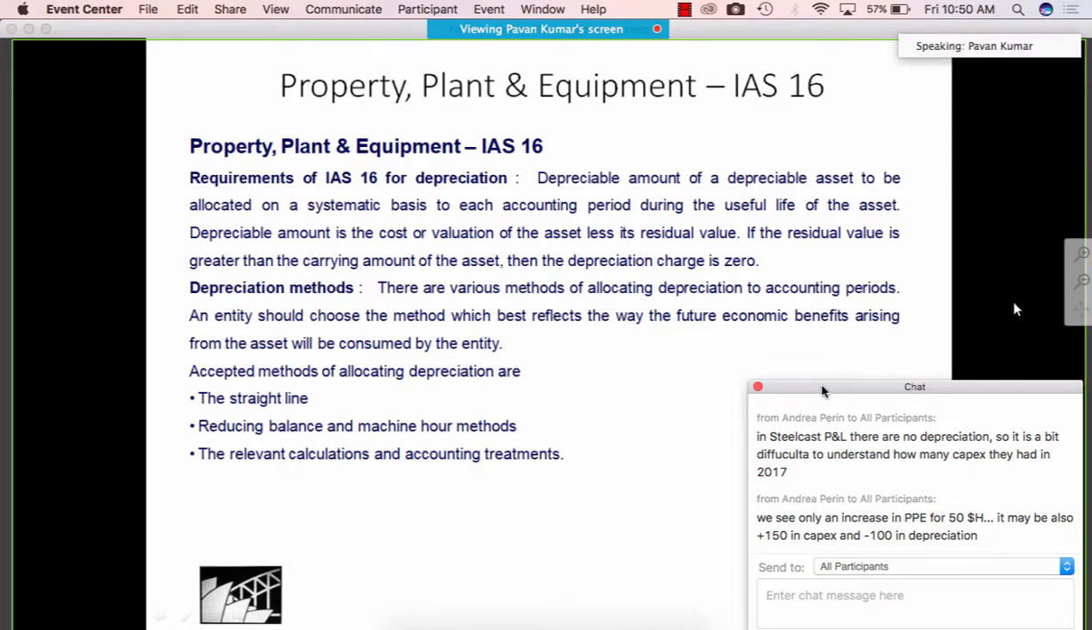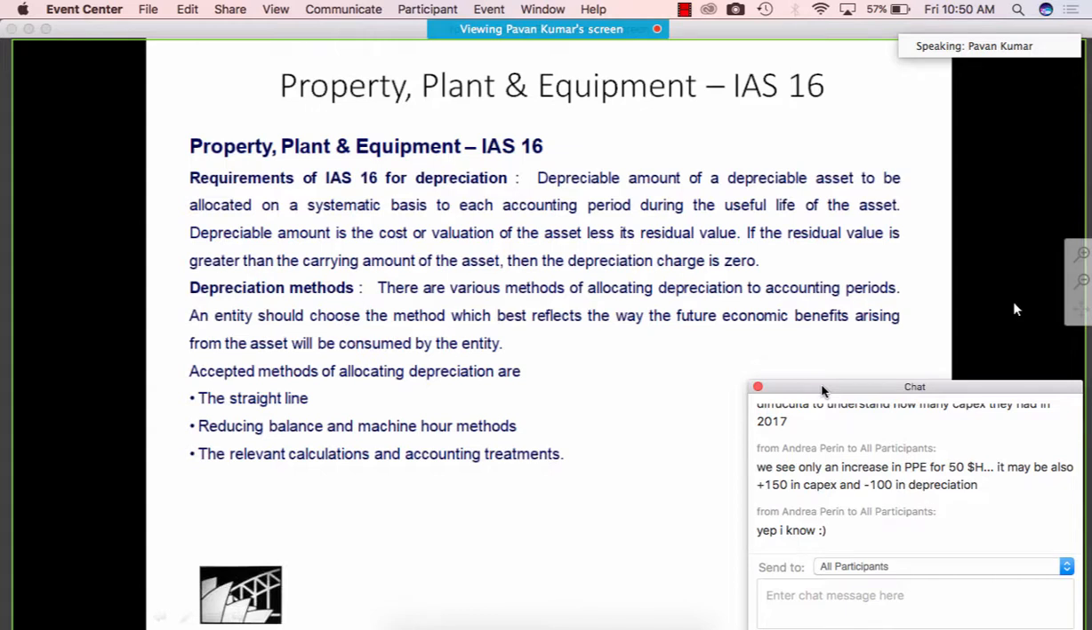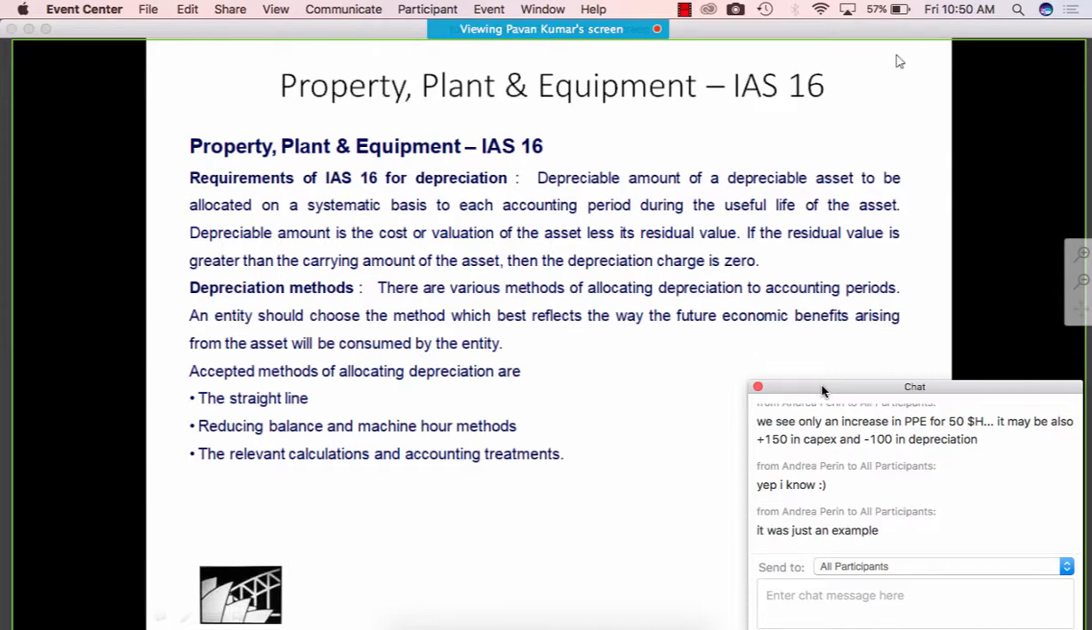But again, the question comes, where is that 100 in depreciation coming from? So on what basis do we assume that it is 100 in depreciation? Because if you look at the cost of sales, it has not gone up significantly. I understand. Thank you very much for bringing the point.